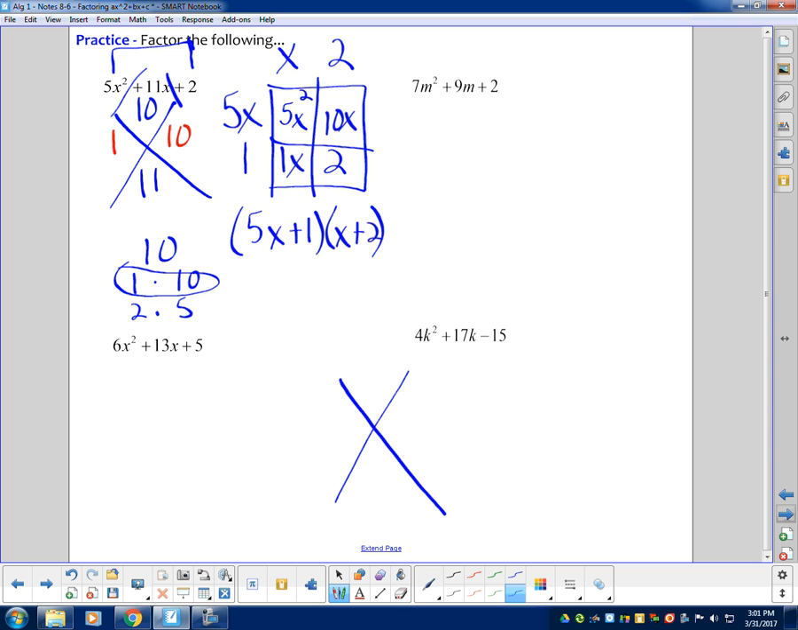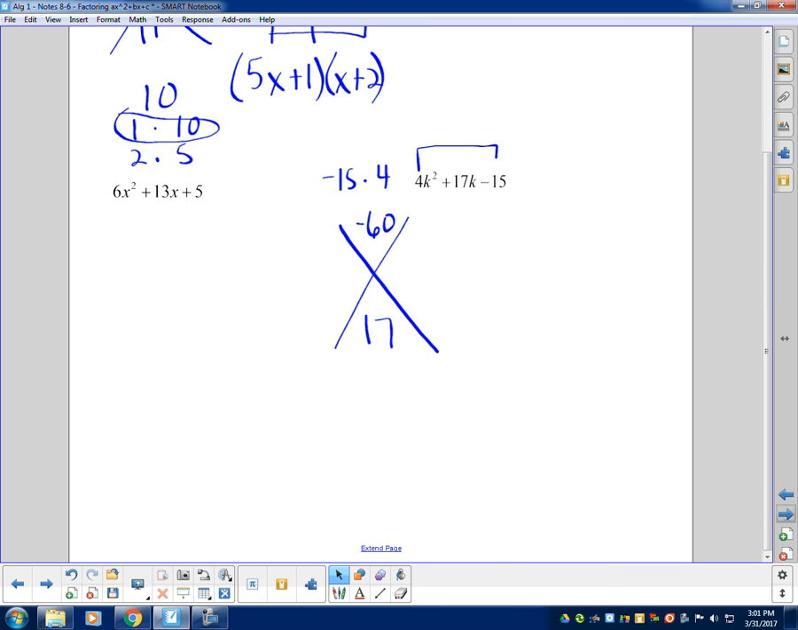So make my big X. We've got negative 15 and 4. Negative 15 times 4 gives me negative 60. Negative 60 has a lot of factors. There's a lot of possibilities here. So it may take a little bit of work to find the correct one. 7 goes in the bottom.